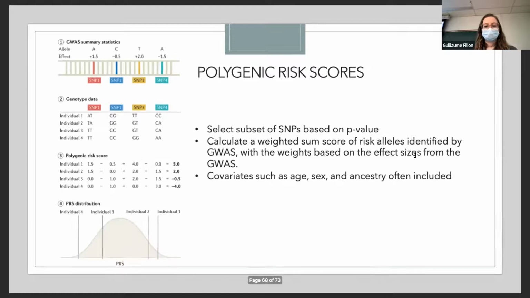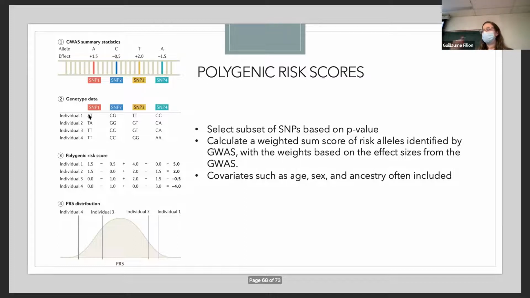So let's go into this a bit more. Up here we have our GWAS summary statistics. For each position, let's say we had 4 significant SNPs in our GWAS. We have the allele that is associated with it, and the effect will have a number, whether it's a positive effect or a negative effect. Then we have our genotyping data from a set of individuals. These can be unrelated to the GWAS data. This can be a different set of individuals, and we have their genotyping data.